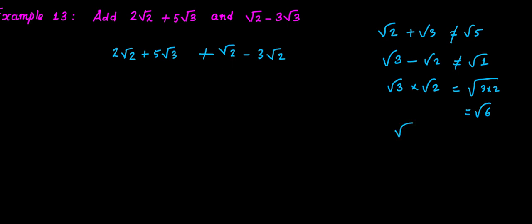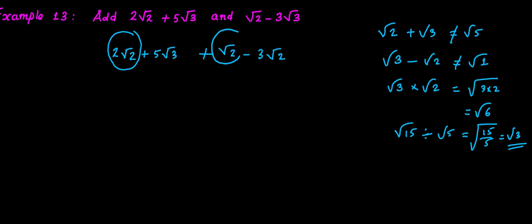And also root 15 divided by root 5 is equal to root of 15 by 5, equal to root 3. So we can't add root 2 and root 3, but we can add 2 root 2 and this root 2, because inside the root both are root 2. Simply root 2 means 1 root 2. If we add 2 root 2 and 1 root 2, we will get 3 root 2.